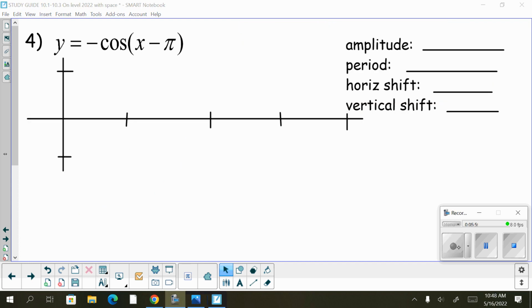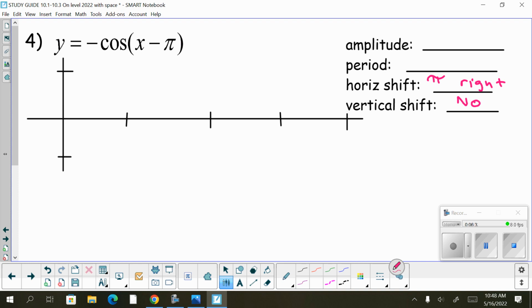Let's give number 4 a try. This is our first one that's got a translation to it. When you have the parentheses, it's going to make it the opposite of what you expect. What do you think the horizontal shift is? 0. Nope. It's 0 for vertical shift. There's no vertical shift. It's not 0 for horizontal. You're close. It is pi units, but it's going to be to the right. Because of those parentheses, if your eyeballs are seeing the minus pi, it's actually a right shift.